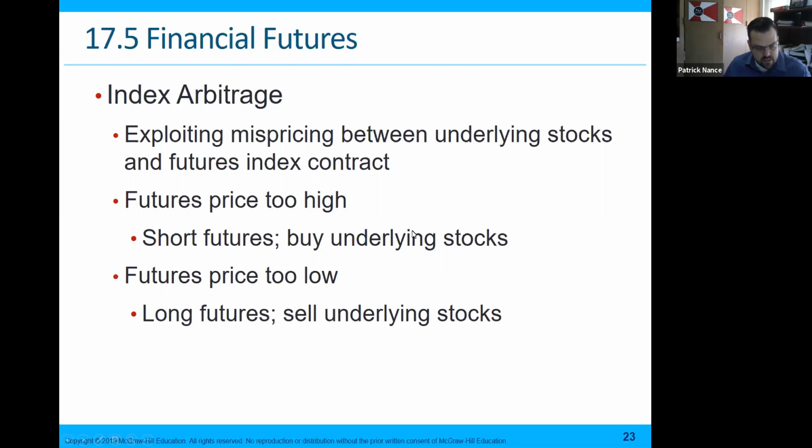All right, index arbitrage. This is a strategy that exploits divergences between actual futures prices and their theoretical correct parity values to make a riskless profit. So this exploits the mispricing between underlying stocks and the future index contract. If the futures price is too high, we short the futures by buying the underlying stocks. If the futures price is too low, we buy long futures by selling the underlying stocks.